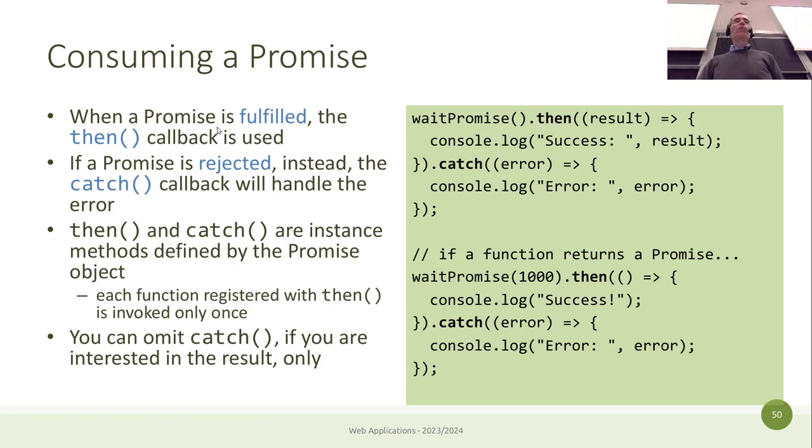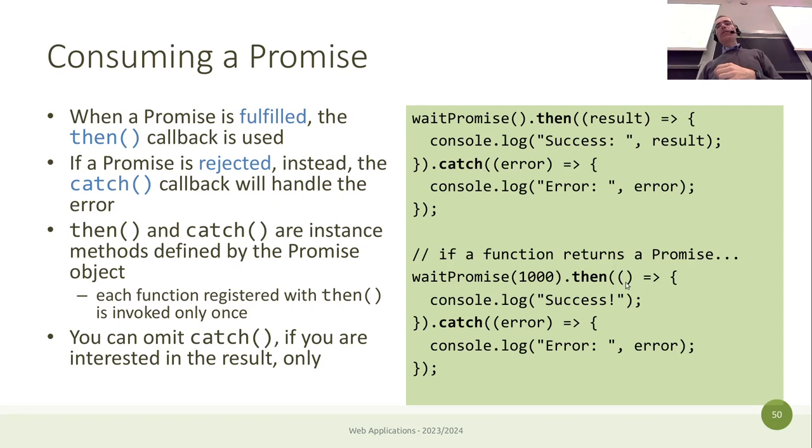The functions that we pass to then and catch take parameters, and actually take as parameters the value of the promise, which is either fulfilled or rejected, okay? So let's take the previous example. We call wait promise 1000 milliseconds, which means 1 second, right? But we immediately get a reference to an object that is a promise. So on this object, we can immediately call dot then and dot catch, right?